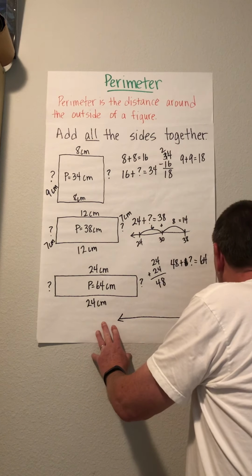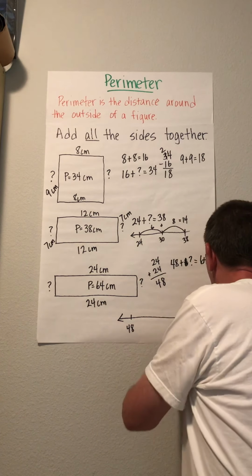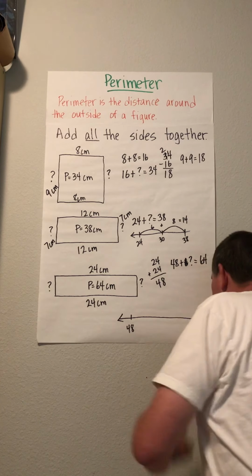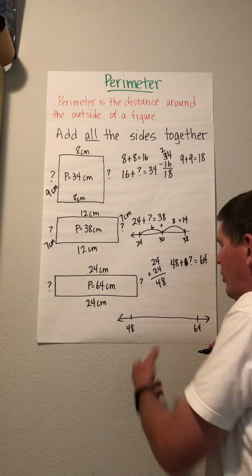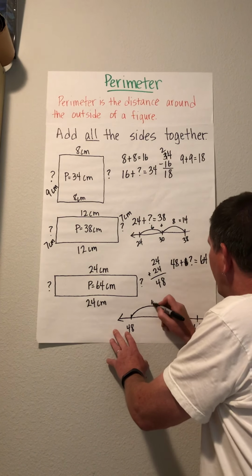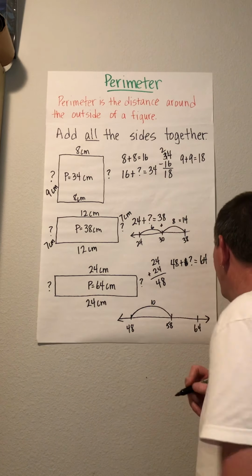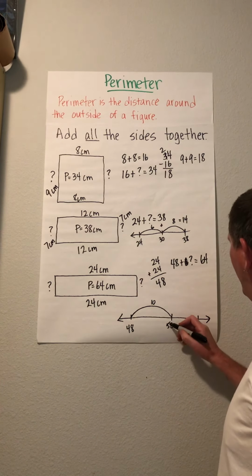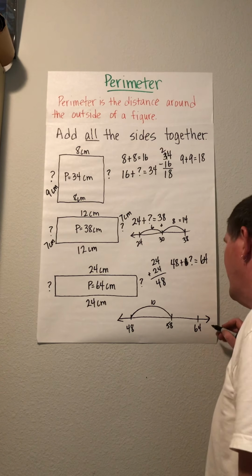I'll do it down here. In our number line, we're going to start at 48, and we're going to end up at 64. Okay? So another way to think about this is you could make jumps of 10. So I'm going to jump 10 from 48, and that's going to take me to 58. Now, can I do another jump of 10? No, because that'll take me to 68.